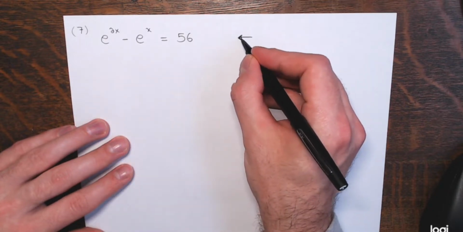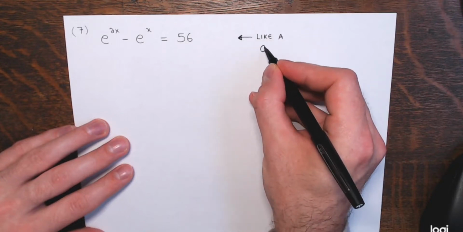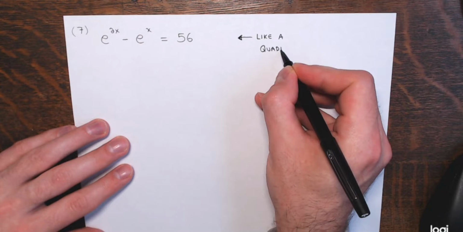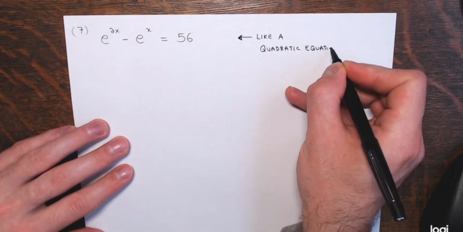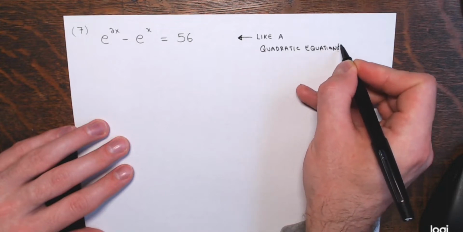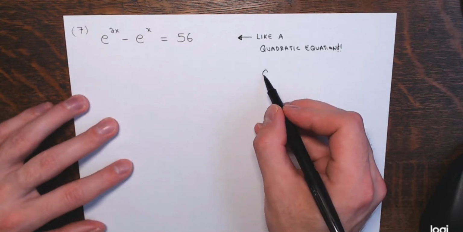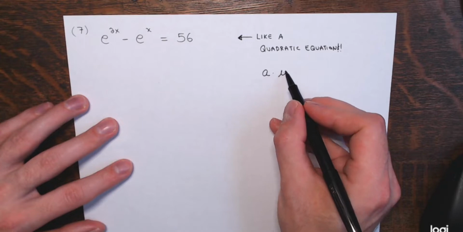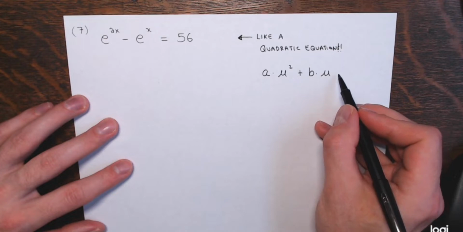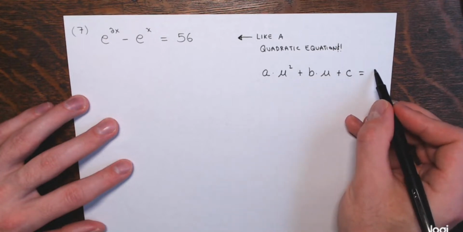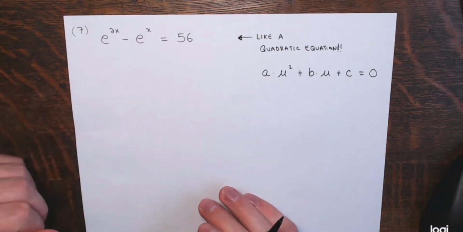But I will tell you right now, this is like a quadratic equation, and I'll show you why in a second. You may remember back in talking about polynomial equations, anything that looks like this is like a quadratic equation. Some number a times u squared plus some number b times u to the first plus some number c equals 0. Anything that looks like this is a quadratic equation or quadratic in form.